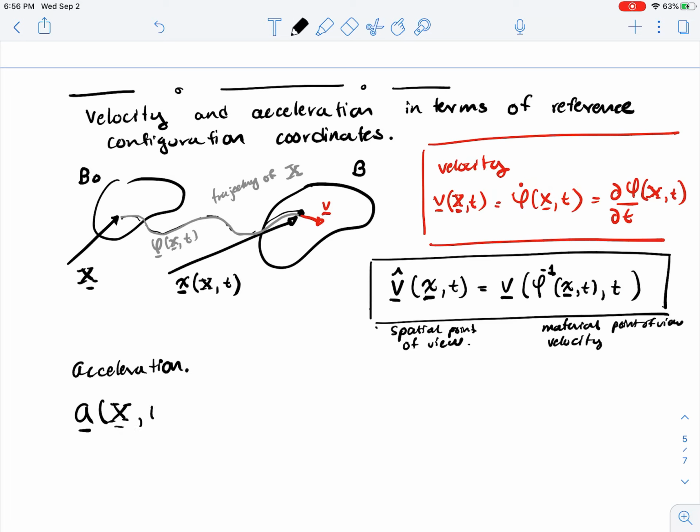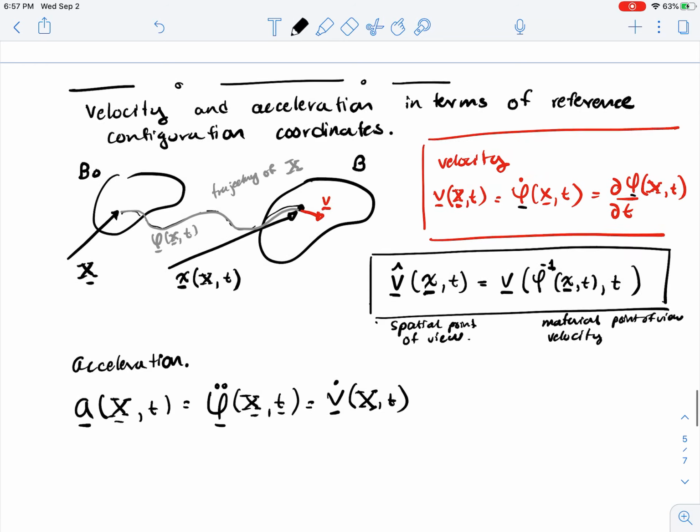similarly to the velocity, I can get the acceleration in terms of the capital X, t, and that is nothing but the second derivative of the deformation map, or the derivative of the velocity. Of the velocity without the hat. Note also, the hat doesn't mean unit vector, I'm just using that to indicate that it's a function of the lowercase x.